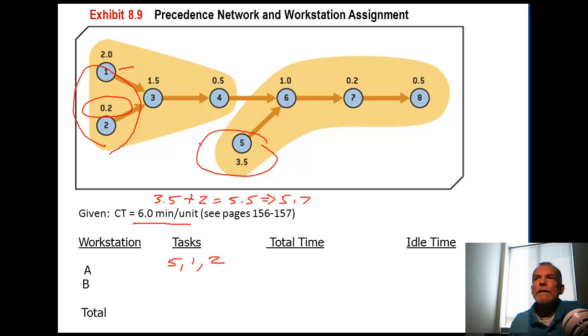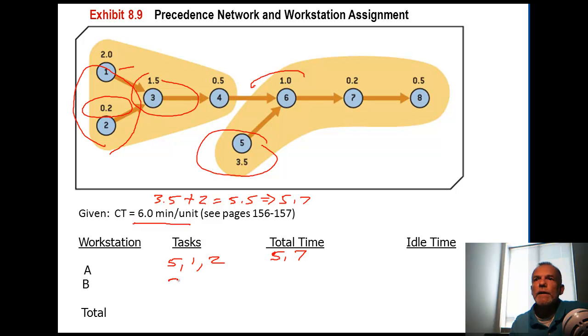If we look at adding either 3 or 6, we can't add 6 because 4 hasn't been satisfied. If we added 3, that'd be 1.5 minutes, and we'd exceed the cycle time. And so our total time for workstation A would be 5.7 minutes.